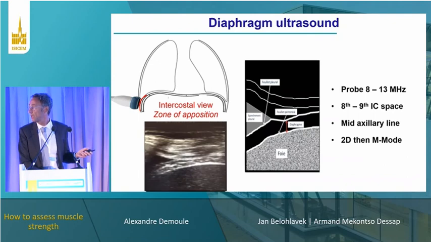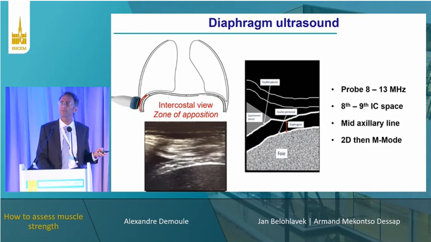So, what do we have to perform diaphragm ultrasound? The best way to evaluate diaphragm strength, to be honest, is the transthoracic or intercostal view. We use the linear probe, and we find the zone of apposition of the diaphragm. So you see here, the diaphragm is here. I'm going to show you another picture just after this one. So we have the liver here, the diaphragm here. Here there's a little pleural effusion. We put the probe at the 8th or 9th intercostal space on the mid axillary line, and we can do either two-dimension mode and M mode, or stick to two-dimension mode. It works very well also.